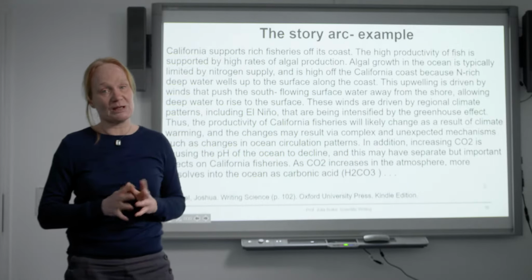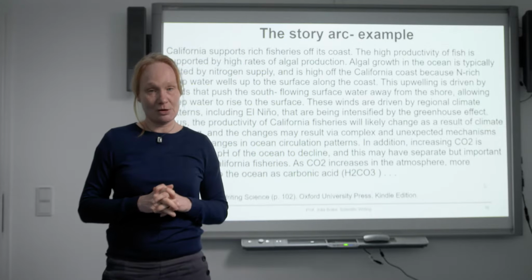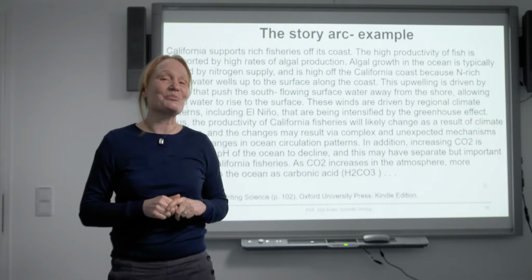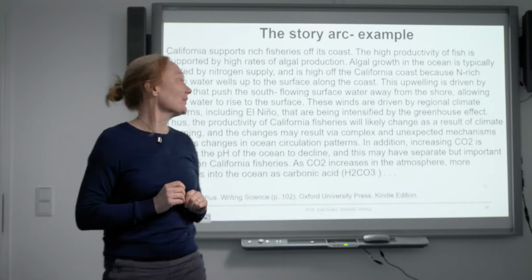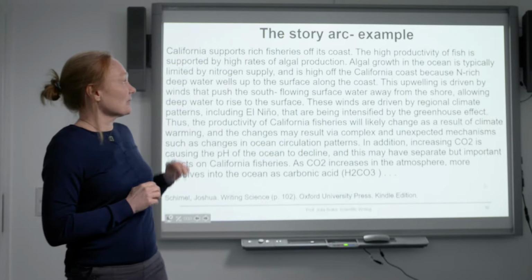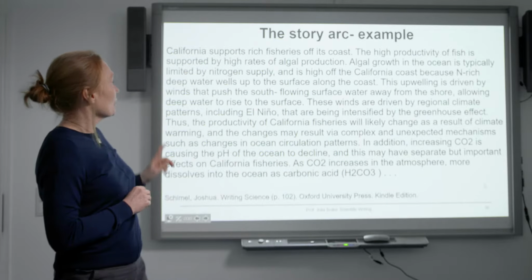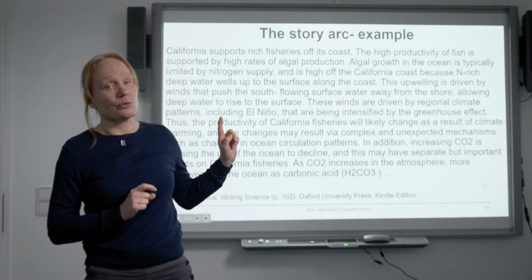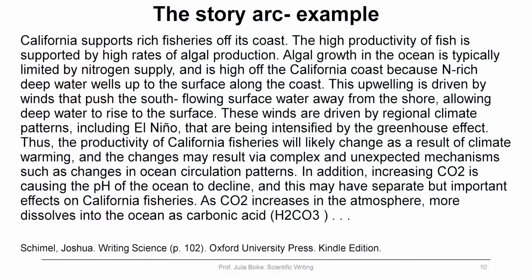I'm going to read you some of these sentences, so it will be a long reading, but I think it's important that you understand what's going on here. This is about California's rich fisheries off the coast. I'm going to read some sentences and point out the important words in here. California supports rich fisheries off its coast. The high productivity of fish is supported by high rates of algae production. Algae growth in the ocean is typically limited by nitrogen supply.